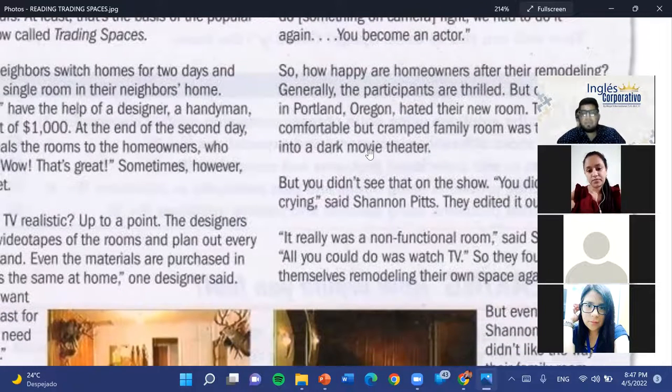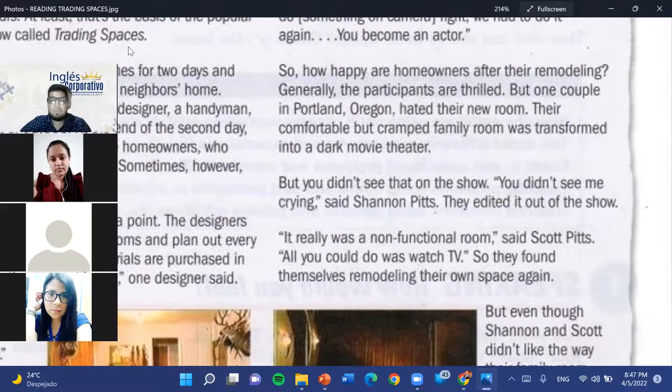So how happy are the homeowners after their remodeling? Generally, the participants are thrilled, but one couple of Portland, Oregon hated their new room. Their comfortable but cramped family room was transformed into a dark movie theater.